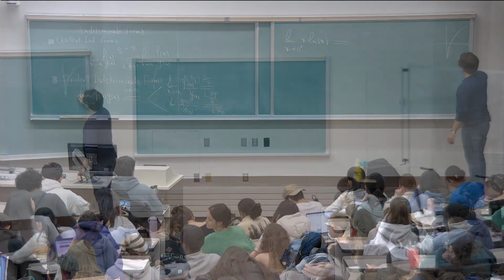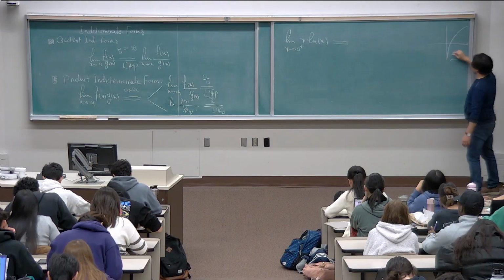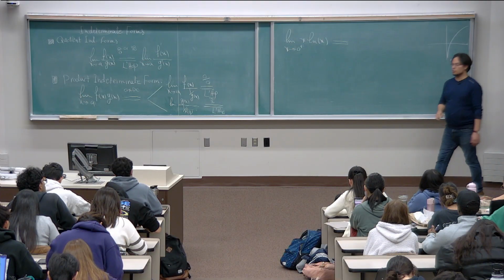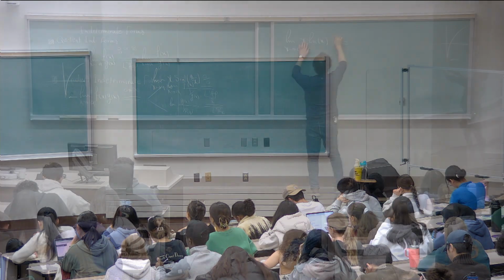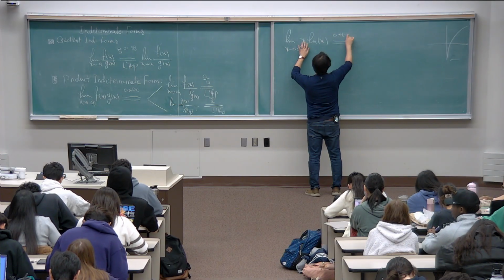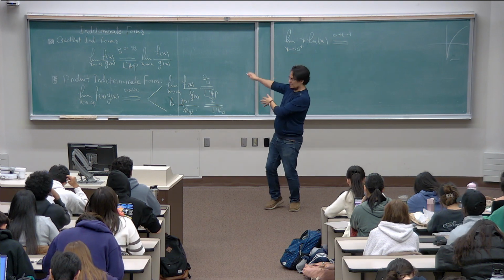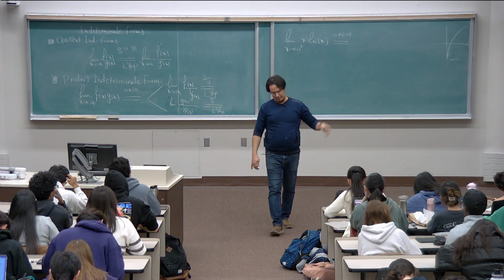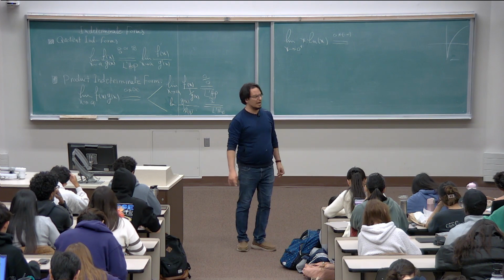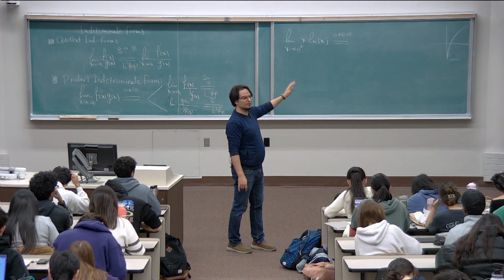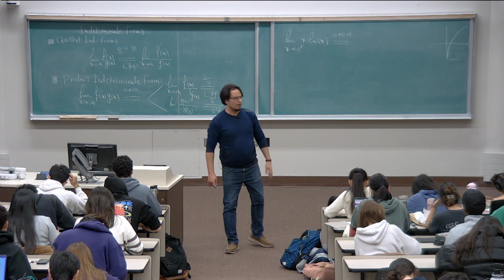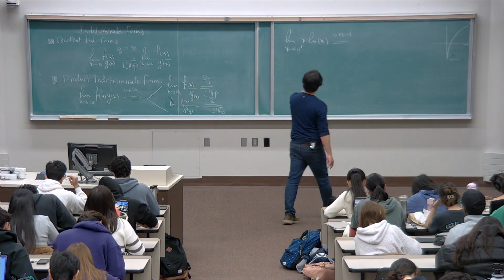Ln x, when x goes to 0 from the right, goes to negative infinity. So we have 0 times negative infinity. In these indeterminate forms, it really doesn't matter if it's plus infinity or minus infinity. So you have that one.